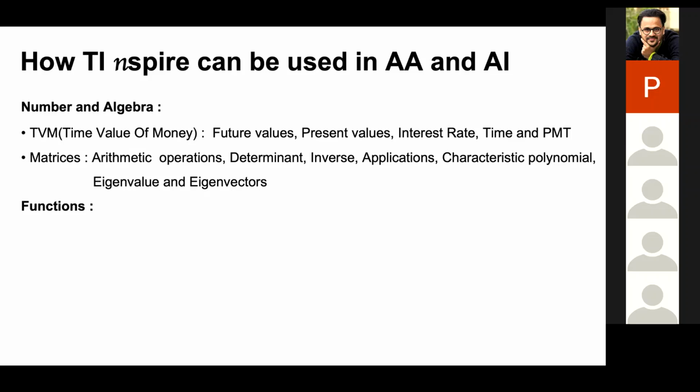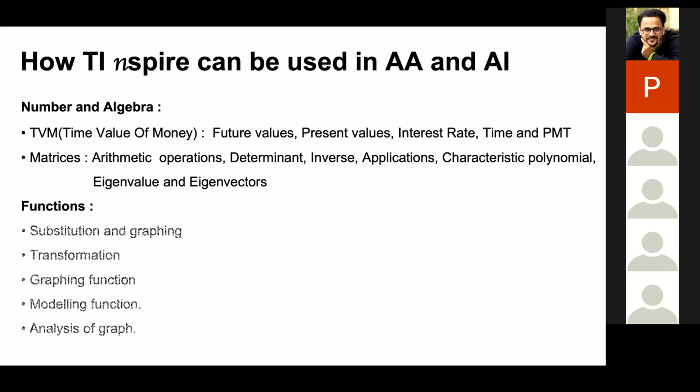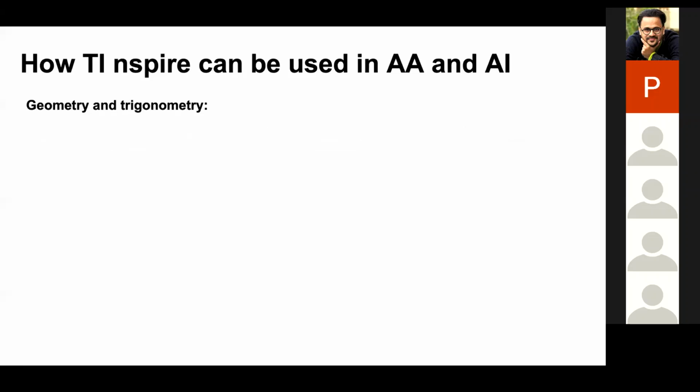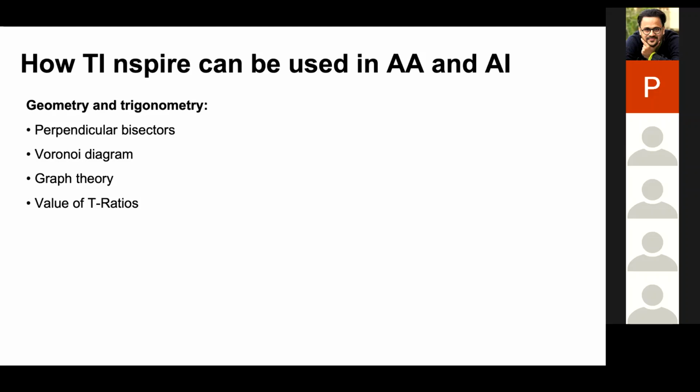Now, when we talk about functions, you will have questions on concepts like substitution and graphing, transformation, graphing functions, modeling, and analysis of graph. Then in geometry and trigonometry, you will find perpendicular bisector. There is a new concept they have introduced, the Voronoi diagram, but it is only in the standard level here, along with graph theory and the value of trigonometric ratios. Earlier also we were calculating it, so nothing new in that.